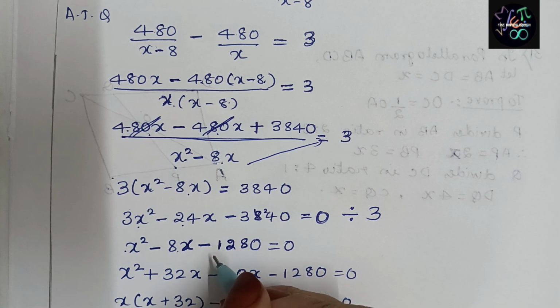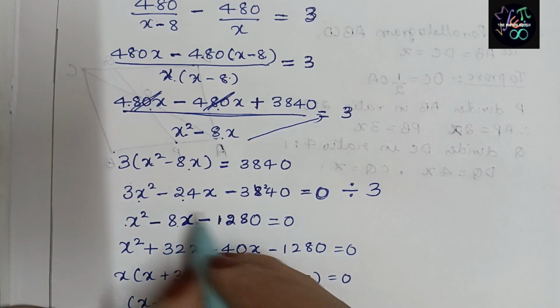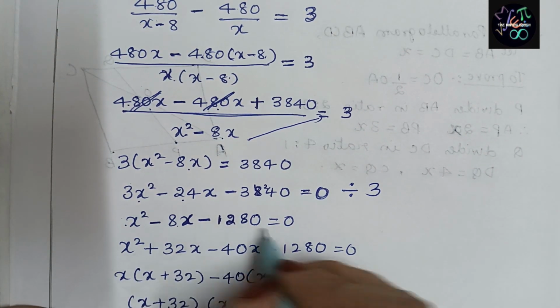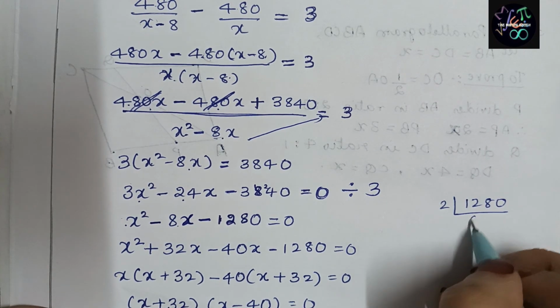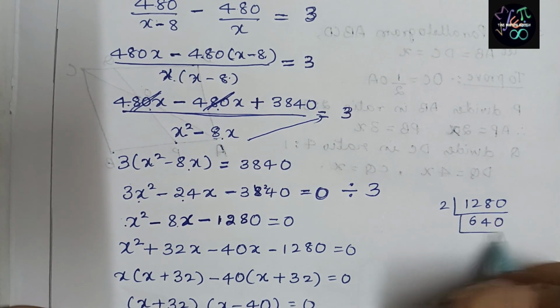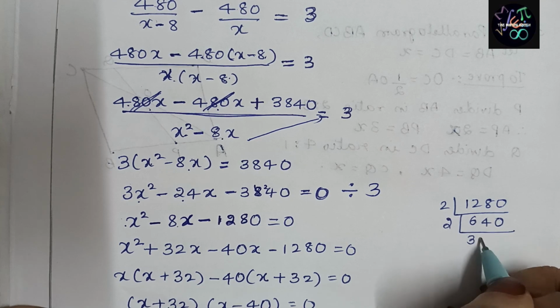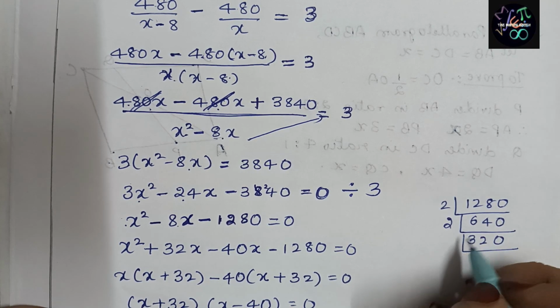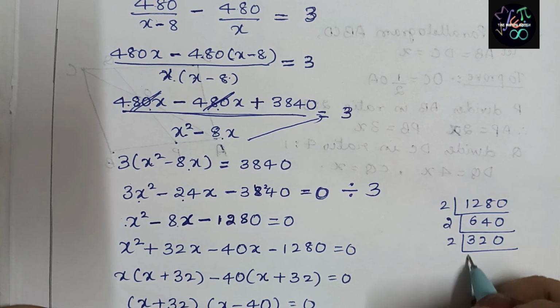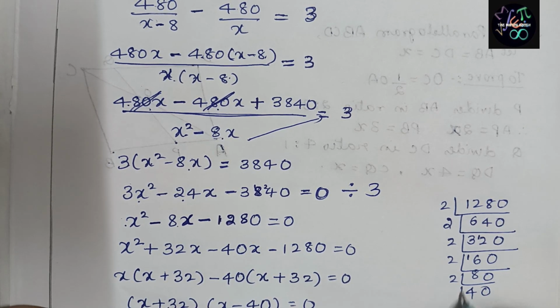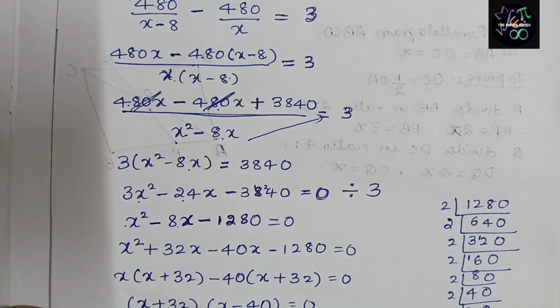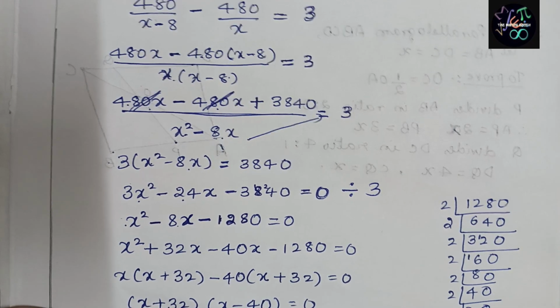So now we have to find the factors of this. The factors of 1280 we get: 2 6s are 12, 2 4s are 8, 2 3s are 6, 2 2s are 4, 0. Then 2 1s are 2, 2 6s are 12, 2 8s are 16, 2 4s are 8, 2 2s are 4, and 2 1s are 2, 0. 2 5s are 10, 5 1s are 5. Okay.